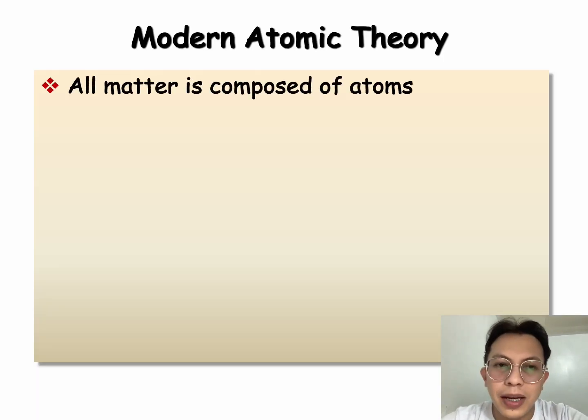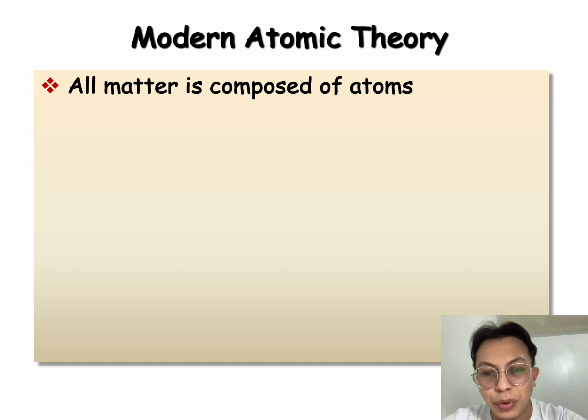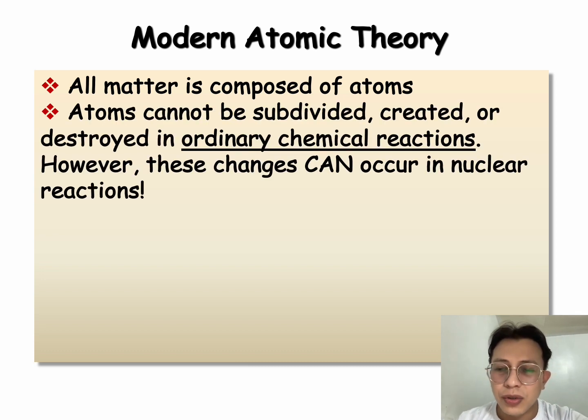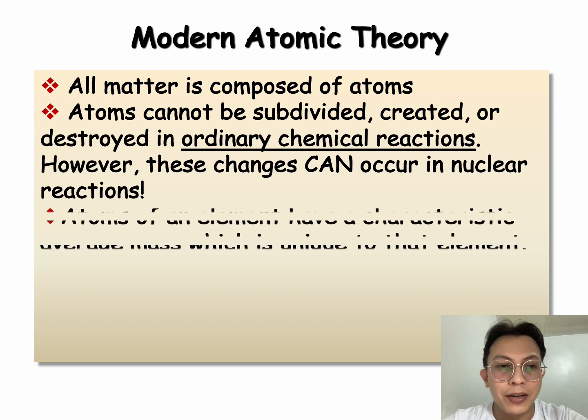So last time I did a video lecture about the development of atomic structure from the earliest period up to the latest, up to this time. You get to know the different models. You also know that all matter is composed of atoms, and atoms cannot be subdivided, created, or destroyed in ordinary chemical reactions. However, these changes can occur in nuclear reactions.